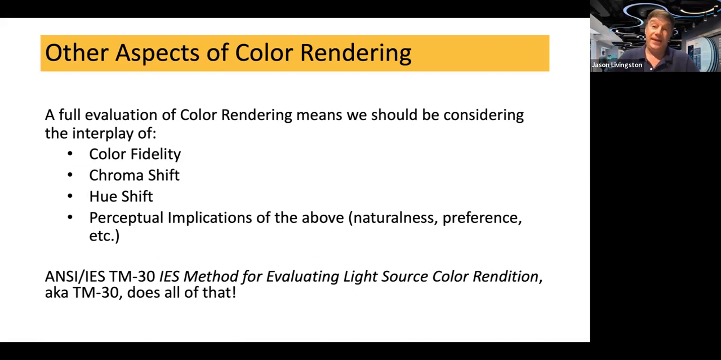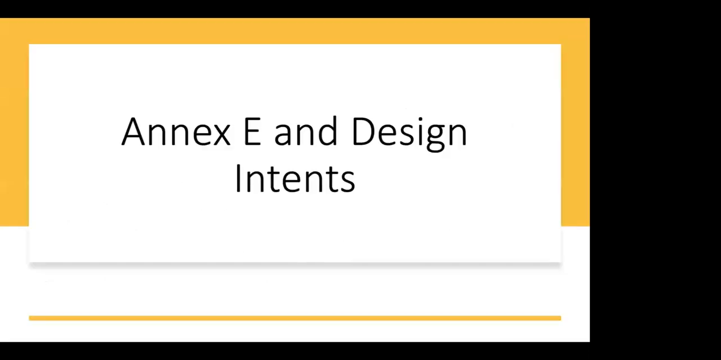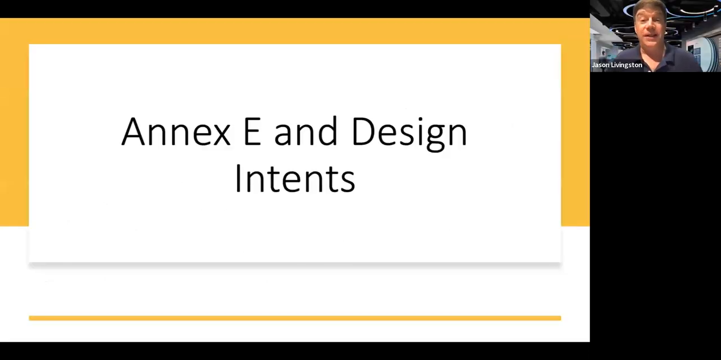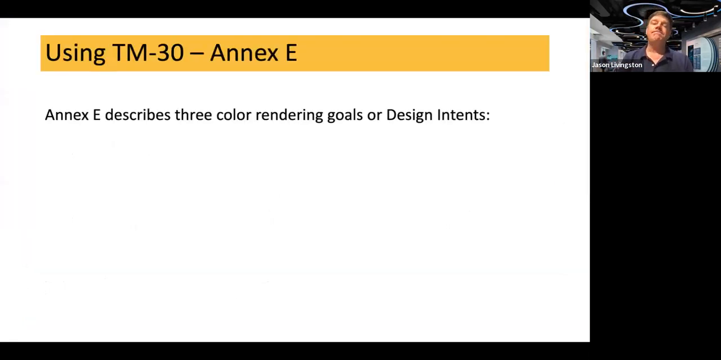TM-30 is what does that for us, right? This is the magic of TM-30, is that with the 149 measurements that it produces, and we don't need to know all of them, we can analyze a light source and its spectrum and understand what's happening to colors. So I said we were going to get very quickly to Annex E. That's it. We've gone through all of TM-30, and now we're in Annex E. And what we want to talk about are what we call design intents.